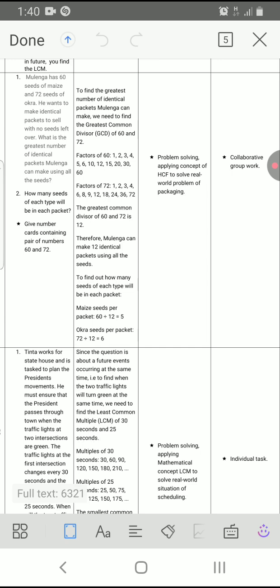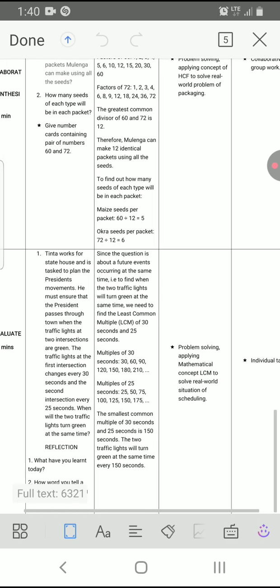Next, our target competence here was problem solving, applying the concept of highest common factor to solving a real world problem of packaging. And our strategy is collaborative group work.